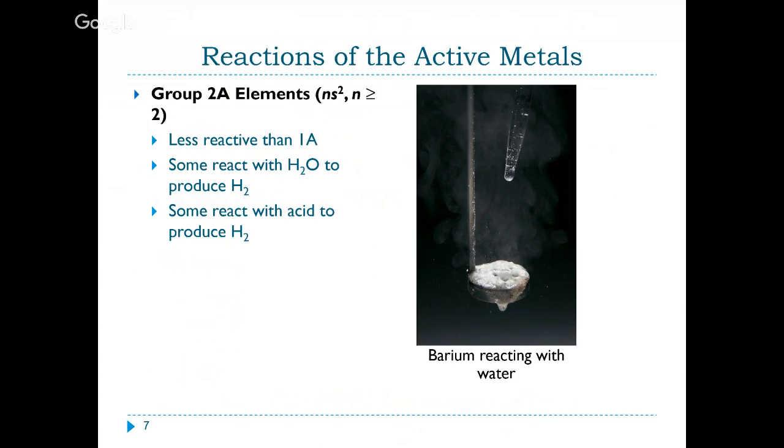Your group 2s are not as active as your group 1s. Some of them can react with water to produce hydrogen as a gas. Some are not reactive with water, and instead you have to dissolve them in acid to produce hydrogen as a gas. So comparing group 1s to group 2s, group 2s are not as reactive, but we know that they still like to give up electrons and can form compounds with nonmetals. These you can find in nature by themselves.